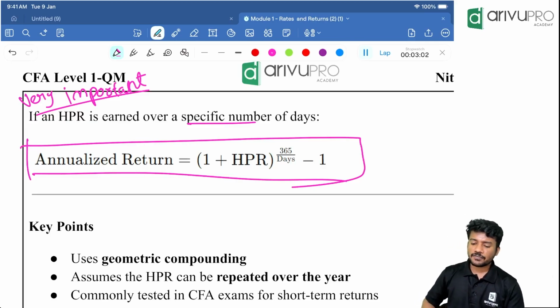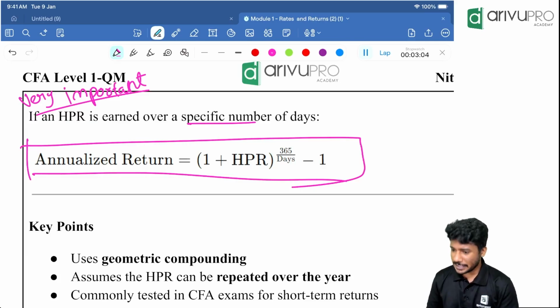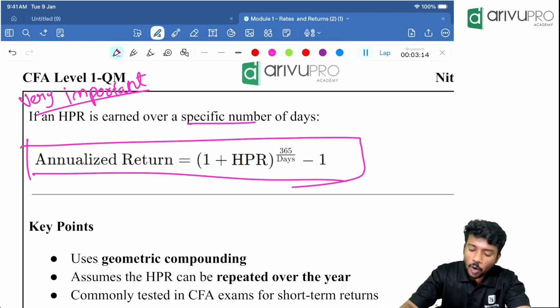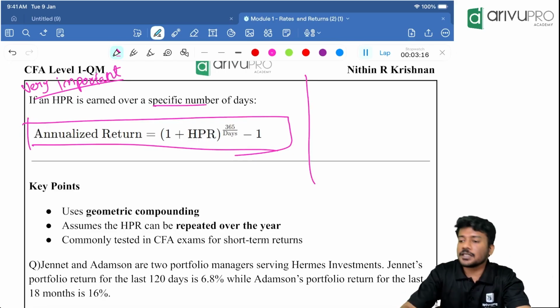Why 365 over here? Because whenever it is given in days, we will take 365 as the benchmark, right? In a year, how many days are there? 365 days are there in a non-leap year. Then, what if the question is based on months?